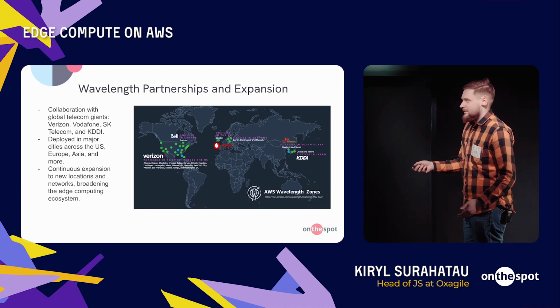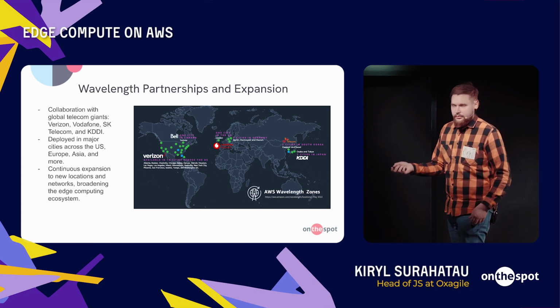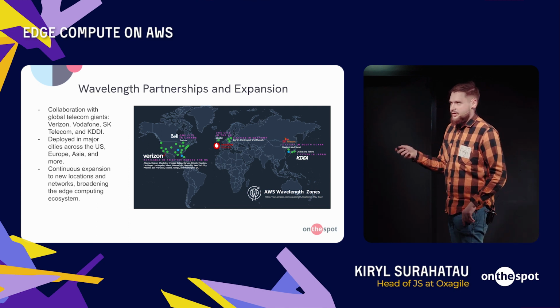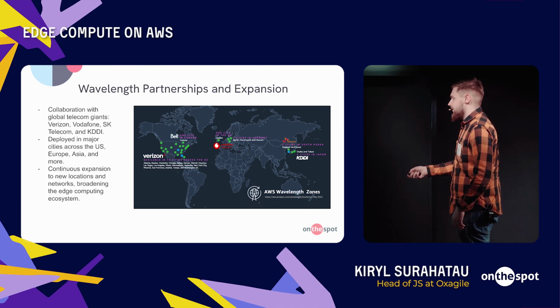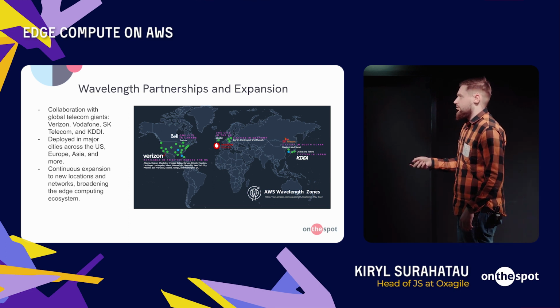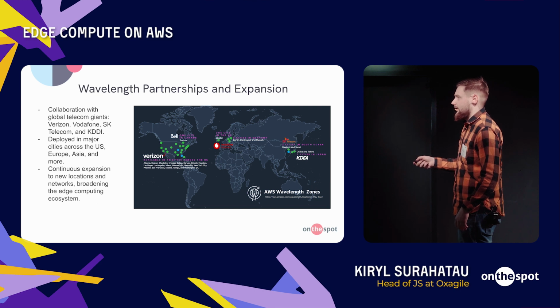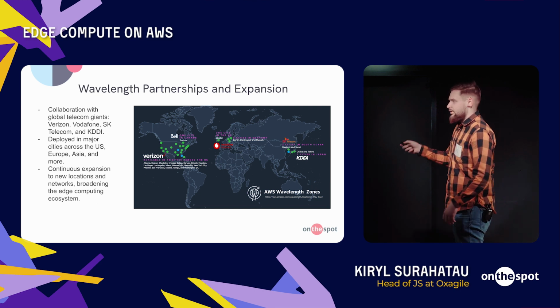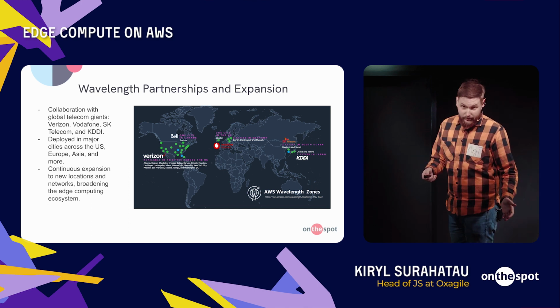Where do we have wavelength zones? First of all, I took this slide from AWS Pro Materials, let's say, and you can see the date, May 2022 here. Actually, since then, there is only one region that was added. It's Manchester in the United Kingdom. Other than that, this map is still relevant. So unfortunately, we don't have it in Poland.